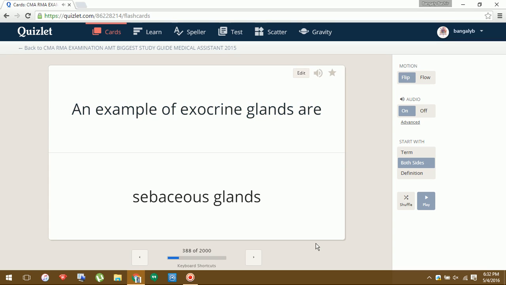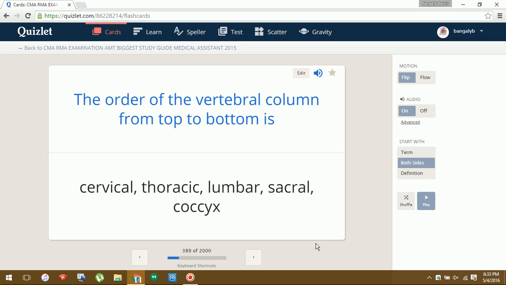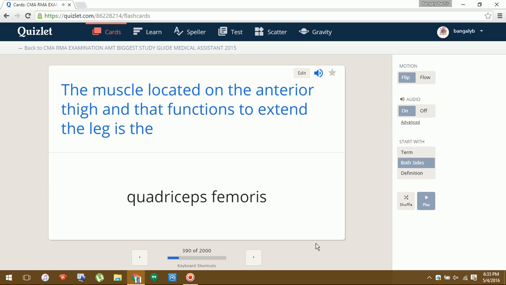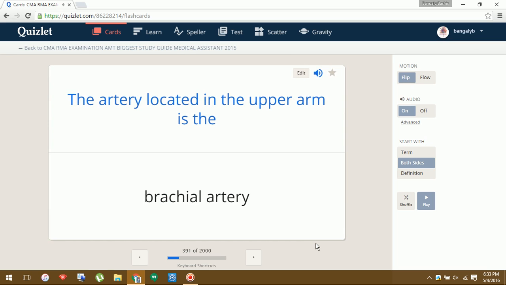An example of exocrine glands are sebaceous glands. The order of the vertebral column from top to bottom is cervical, thoracic, lumbar, sacral, coccyx. The muscle located on the anterior thigh and that functions to extend the leg is the quadriceps femoris. The artery located in the upper arm is the brachial artery.